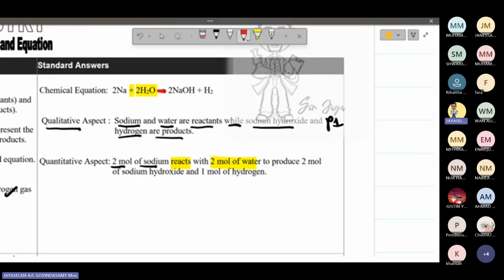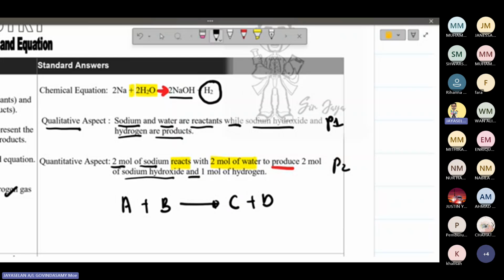Then you take the arrow, change it to produce. Produce 2 mole of sodium hydroxide. This one you put 1 mole. Kenapa di sini 1 mole? Tak ada number, you tengok berapa hydrogen ada. Satu, right? 1 mole of hydrogen. You take your 0.2. This is used for A plus B, you will get C plus D. Any question? So must memorize this one.